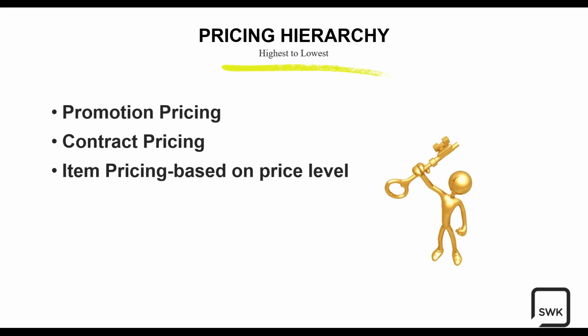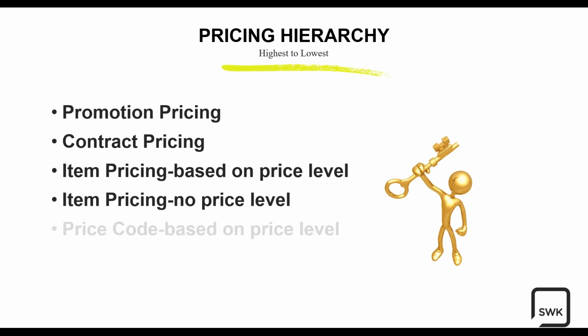Another option in Sage 100 for pricing is to use price codes. And this is the next priority in the pricing hierarchy. A price code is set up in inventory setup price code maintenance. A price level can be assigned here in conjunction with the price code. And remember that price level is assigned on the customer level. So a price code with a price level would be the next priority. And then the price code with no price level would follow. So you can set up a price code that has no price level for customers who don't have a price level assigned. And then you can set up a price code that has price levels for those customers that have price levels assigned.